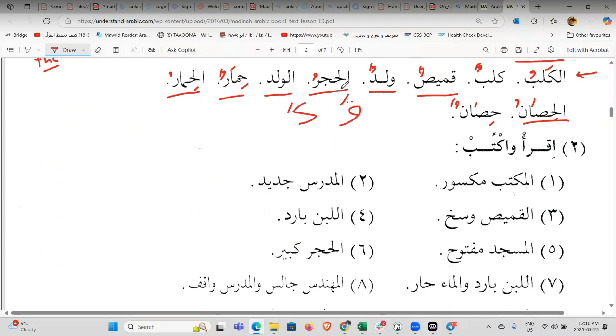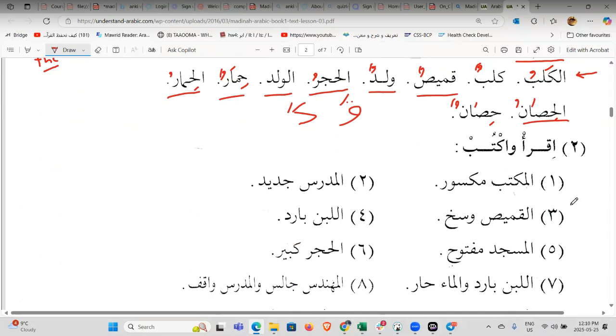Also, al-hijr can also mean intelligence. Okay, so the meaning changes when you change the vowels. Okay, thank you.